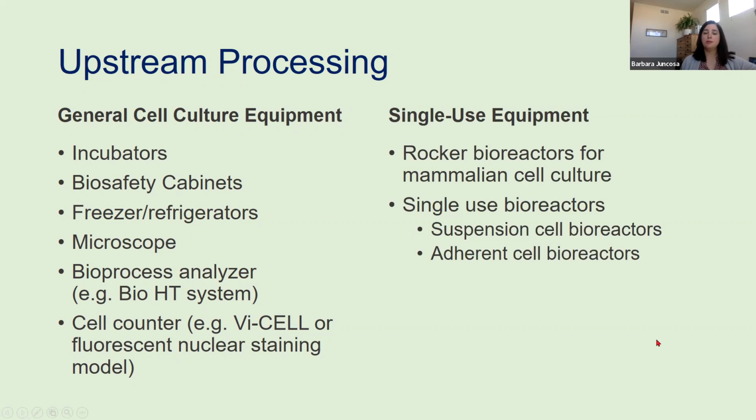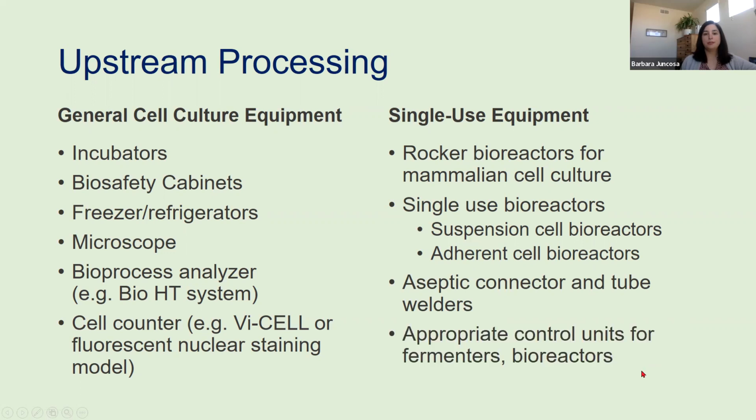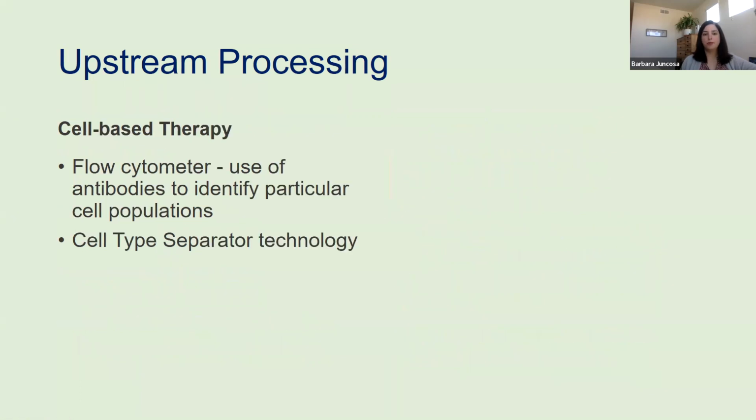And then in terms of single-use equipment, this is where it might be a little bit different depending on your setup if you have biomanufacturing. Really in cell-based therapy, particularly, it's all single-use equipment. So we're looking at single-use bioreactors. They could be suspension or adherent depending on the application. And then we have aseptic connectors and tube welders, which Jim had alluded to earlier today. So really the main difference here is that the cell culture is going to be single use. And then obviously control units for bioreactors.